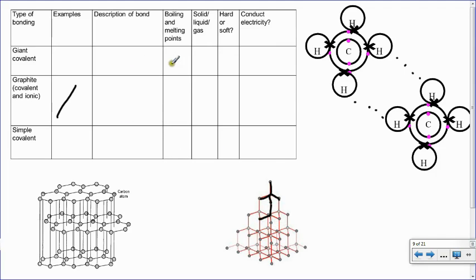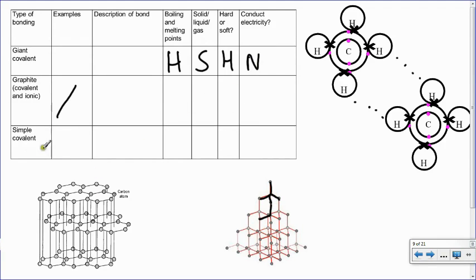So it's a strong bond, boiling and melting points are going to be high because it's a strong bond. It's going to be a solid at room temperature because it's a strong bond, and it's going to tend to be hard. Does it conduct electricity? No, because the electrons are not able to move. They're held in this covalent bond. Notice I said electrons there, that's really important. There are no ions in a covalent substance.